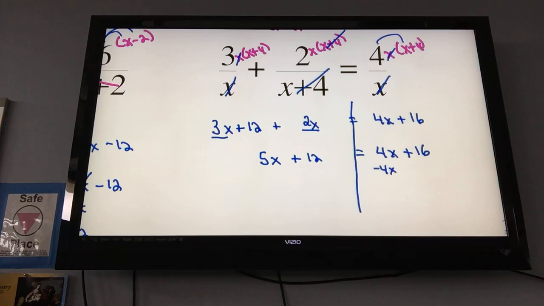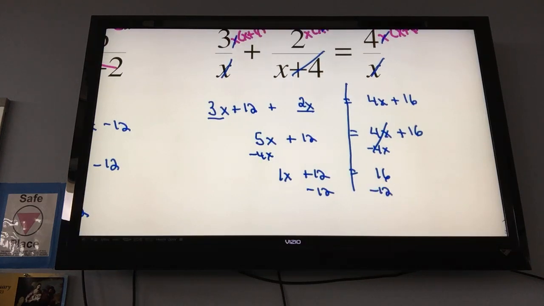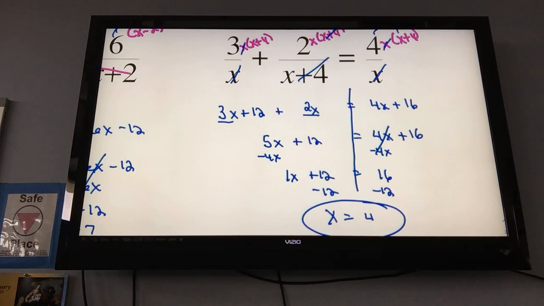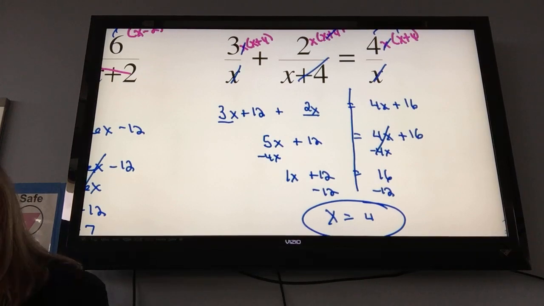Subtract the 4x to bring it to the left. So I have 1x plus 12 equals, let's cancel, 16. And then last step, subtract 12, and x equals 4. So again, you can choose to do it the way where you multiply by the entire common denominator and cancel, or use the shortcut by multiplying by what you need and just knowing that there's no denominators left then. All right.